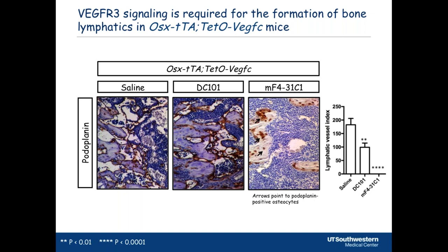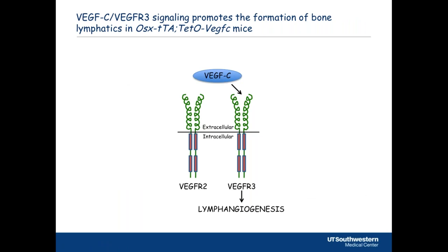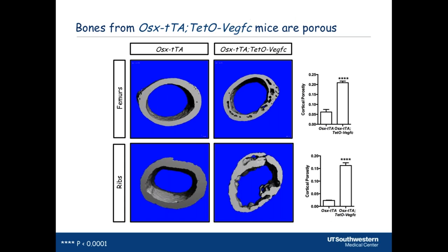We found that bones from saline and DC101 treated animals were filled with lymphatic vessels. In contrast, bones from MF431C1 treated animals did not contain lymphatic vessels, and they appeared completely normal. So these data show that VEGFR3 signaling is required for the development of bone lymphatics in our mutant mice.